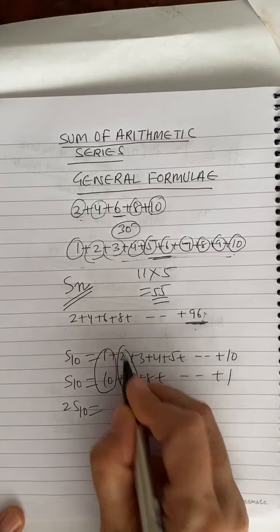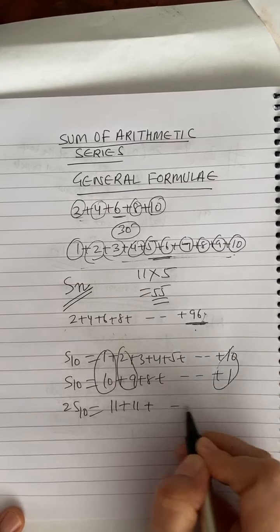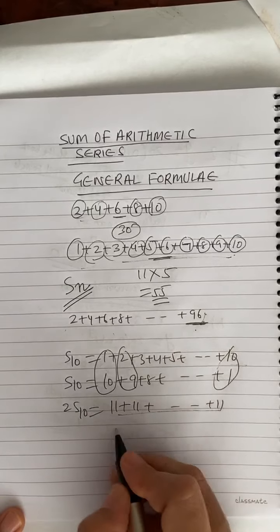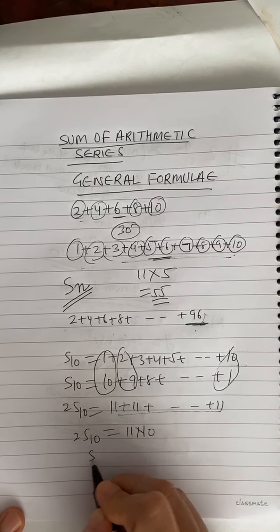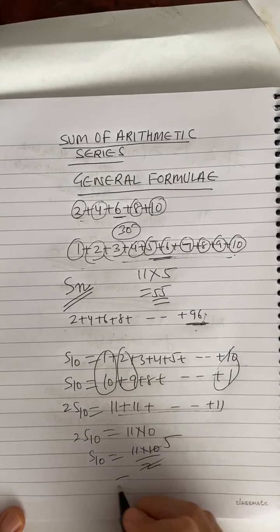By doing that, you can see that each pair is 11, and then how many 11s do you have? Since you are adding 10 terms, there are 10. So this is 11 times 10, which is 2 S10. So S10 is equal to 55, the same answer as before.